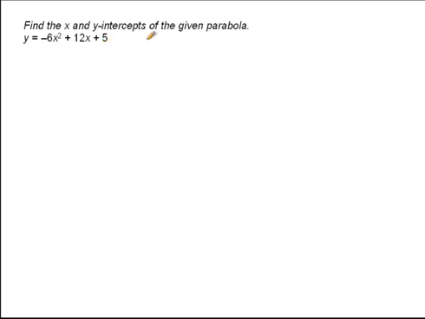Find the x and y intercepts of the given parabola. y is equal to negative 6x squared plus 12x plus 5.